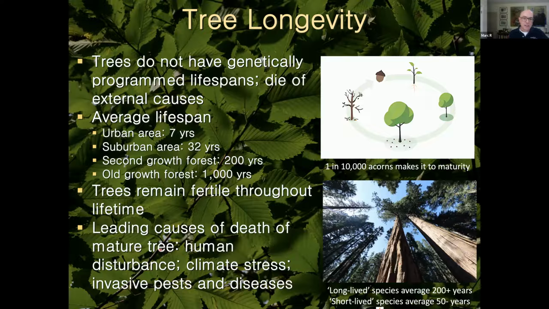So the leading cause of death for a mature tree these days is no longer natural causes, but human disturbance, climate stress, and pests and diseases, invasive pests that humans have introduced from other parts. It is really amazing, but Mother Nature knows a lot of the trees are going to die all along the way, just like insects laying hundreds of eggs and only one or two reach adulthood. Only one out of every 10,000 acorns makes it to maturity, which is kind of incredible.